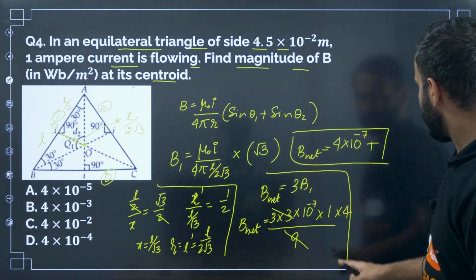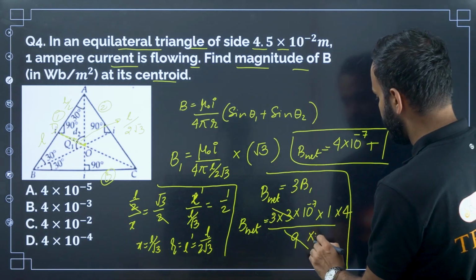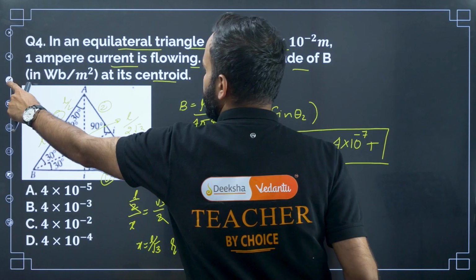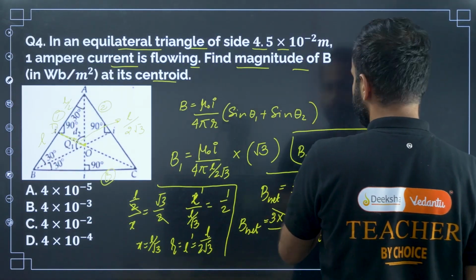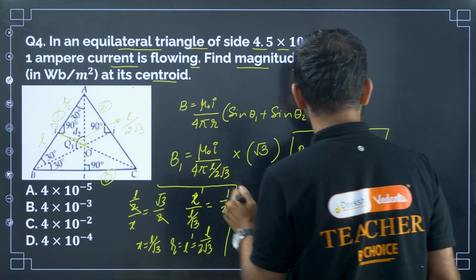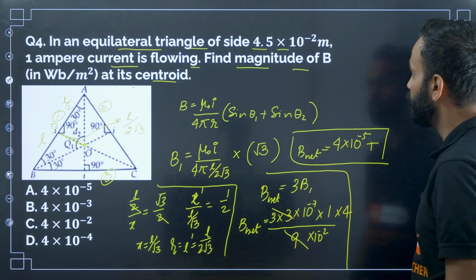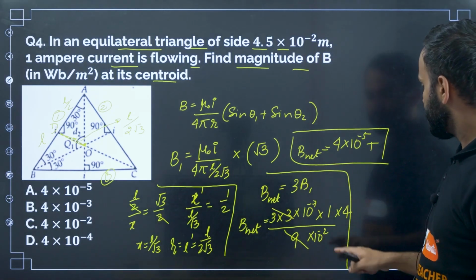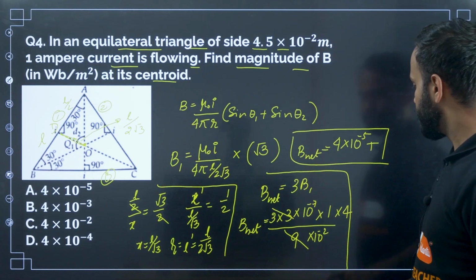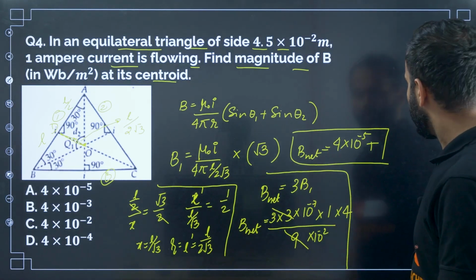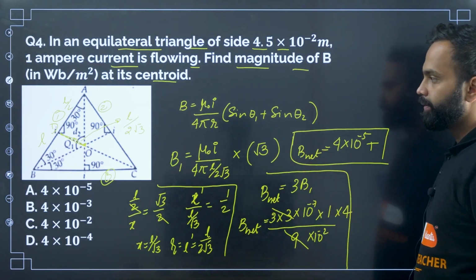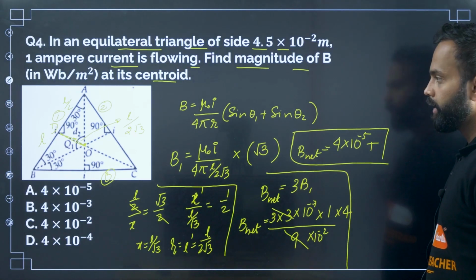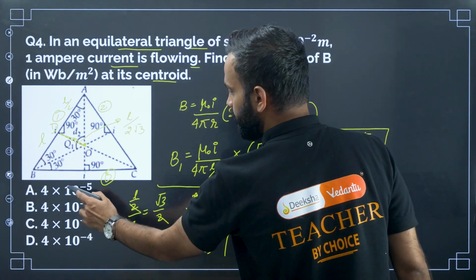Okay, here into 10 to the power minus 2 is there, right? Sorry, I have missed 10 to the power minus 2. So this is 10 to the power minus 7 by 10 to the power minus 2, which is 10 to the power minus 5, right? So this is the net magnetic field at the centroid of the equilateral triangle. The correct option is A.